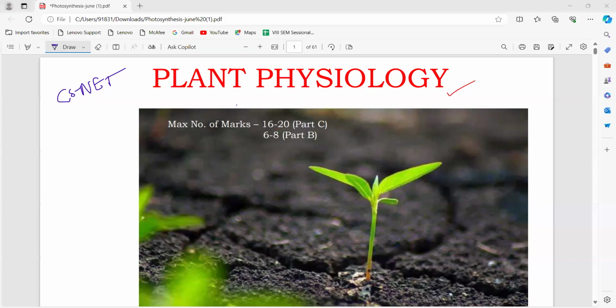Yeah, if you want to crack the CSIR NET as well as the SET exam, compulsory, remember every one of you my words, even for the JRF and lectureship, plant physiology is one of the most important units that every student has to read compulsorily. So it is very important.